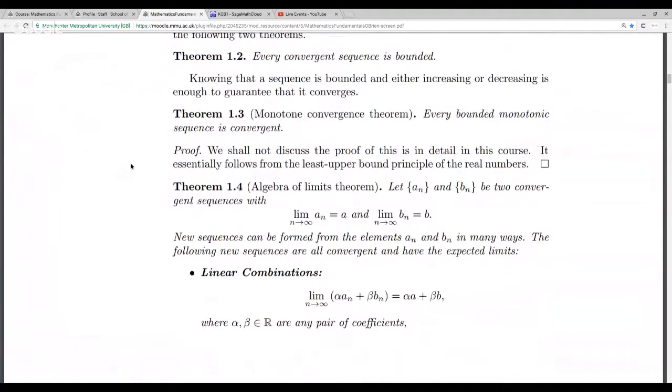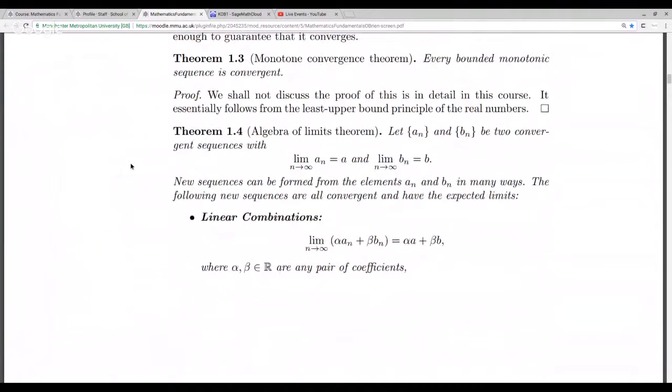There's a monotone convergence theorem. We won't be proving that, as it requires a lot more concepts from analysis. But it says every bounded monotonic sequence is convergent. A bounded sequence we know about. A monotonic sequence is just a sequence that's either increasing all the time or decreasing all the time. It's a useful theorem, which we'll be using a lot, although we won't be proving it.